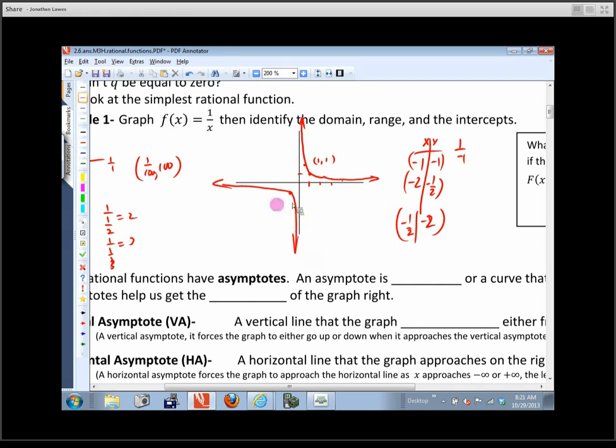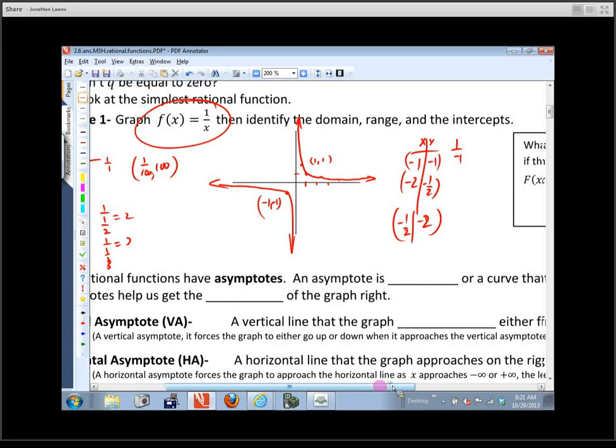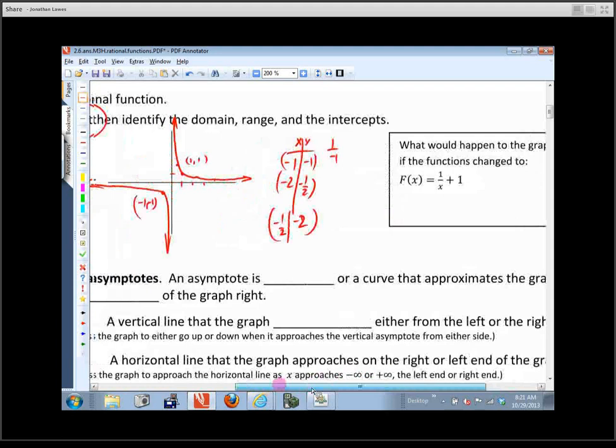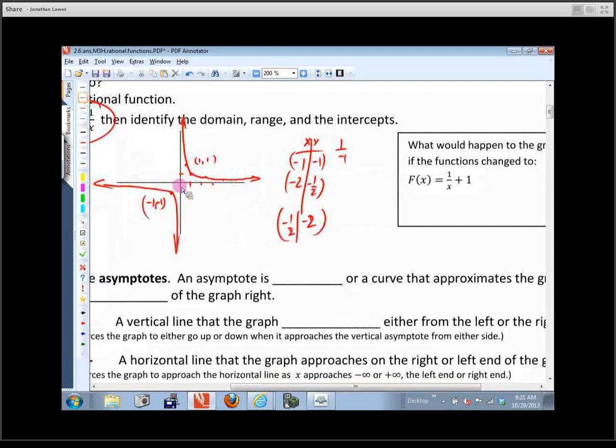So it's very symmetric. In fact, we could say this has a certain type of symmetry. Does anybody know what we'd call this function? It's odd because it's symmetric with the origin. Okay? All right, any questions? Okay, that's about the most basic rational function you can have. What would happen if I had that same function and I added 1 to it? What would happen to this graph? What would it do? Shift it up 1. Okay, it would move that exact same shape up 1 unit.